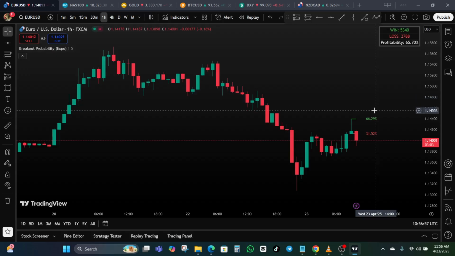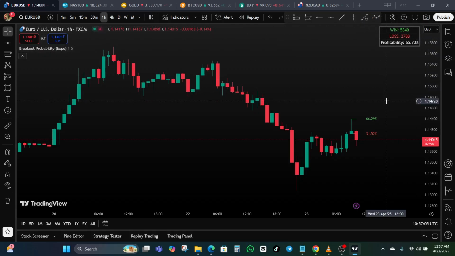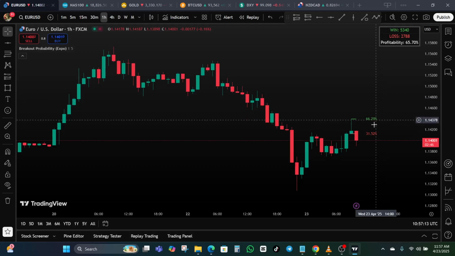But it doesn't mean that the indicator is 100% accurate. As you can see, it had some losses and some wins. There are some times that the prediction goes according to expectation, and sometimes it does not. Like currently, it seems like the prediction is not going according to expectation, because based on what we can see here, there is already a breakout to the downside.